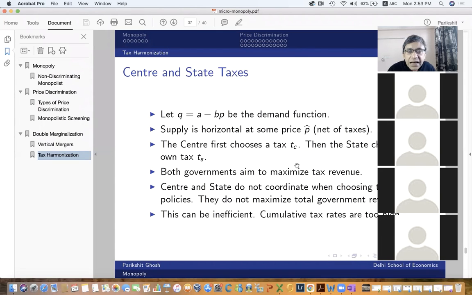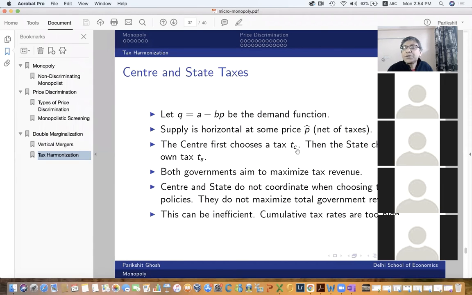So to illustrate that, I have this very simple model again here, and I'll quickly go through it because the nature of the thing is very similar. So let's say there's a linear demand curve for a product. And let's say supply is horizontal at some price, P hat. There's some constant marginal cost of production.